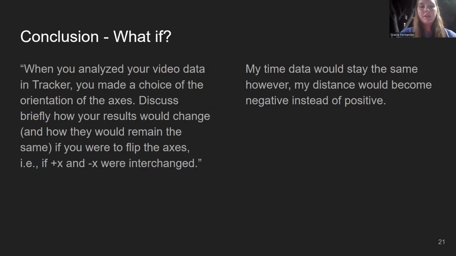So the question is, when you analyze your video data in Tracker, you made the choice of orientation of the axis. Discuss briefly how your results would change if you were to flip the axes. So my data would most likely stay the same. However, my distance for the x values would become negative instead of being positive.